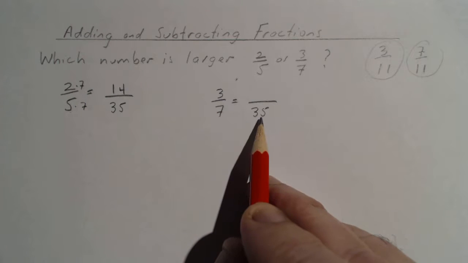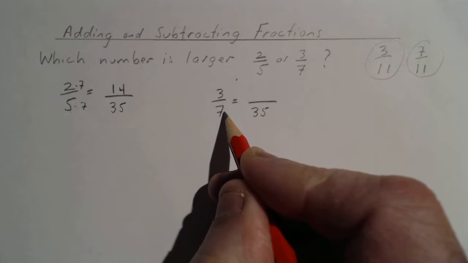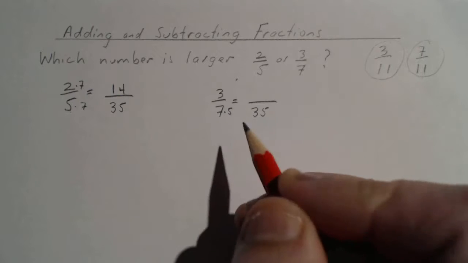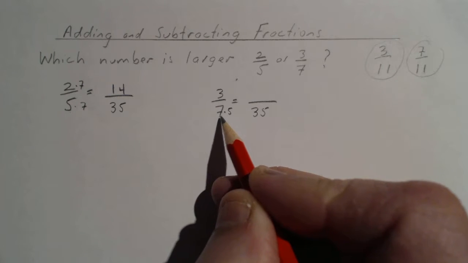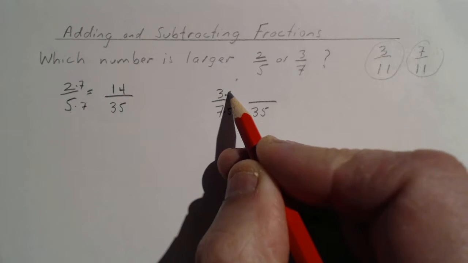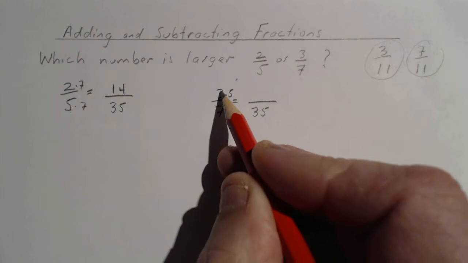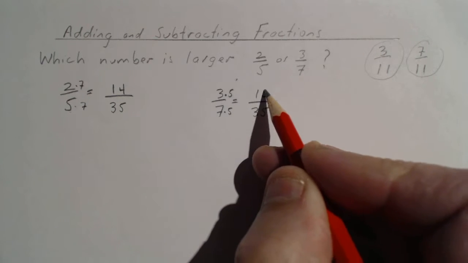Here, 7 times what number gives 35? That number is 5. Now, because I multiplied the 7 by 5, I must also multiply the top number 3 by 5. I get 3 times 5 is 15.